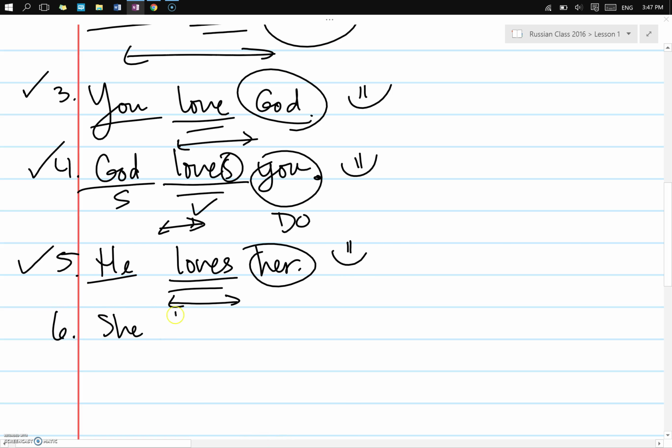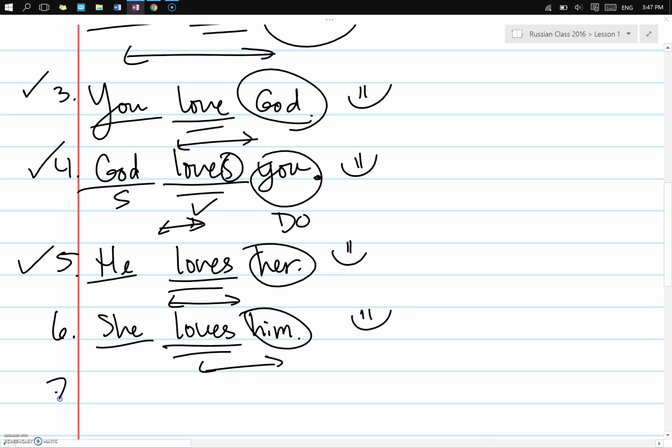She loves him. Again, similar situation, verb is there. She is a subject pronoun, him is a direct object pronoun. We're following left to right order, so we are awesome.